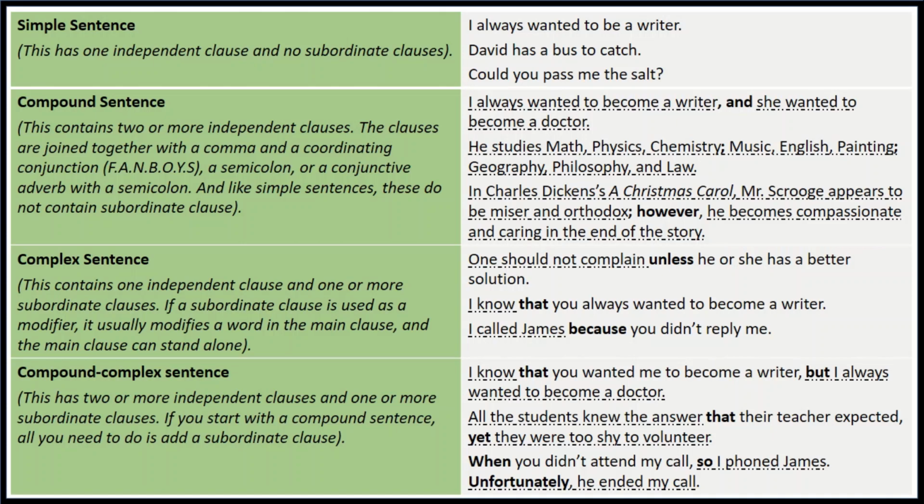So what does this sentence consist of? It consists of two or more independent clauses and one or more subordinate clauses. Simple. Two or more independent clauses plus one or more subordinate clauses. For example, I know that you wanted me to become a writer, but I always wanted to become a doctor. The underline shows that there are two independent clauses, and what is not underlined is one subordinate clause. So this makes a compound complex sentence.